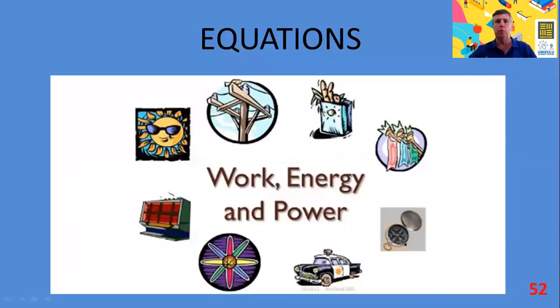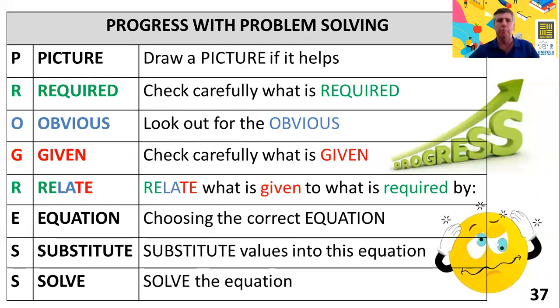Let's take a look at the equations for this section on work, energy, and power. Now you'll find these on page 52 in your booklet. But before we go there, perhaps turn back to page 37. And there I proposed the progress method for problem solving. And this method will help you with equations in all sections, from questions 2 to question 10 in your exam.